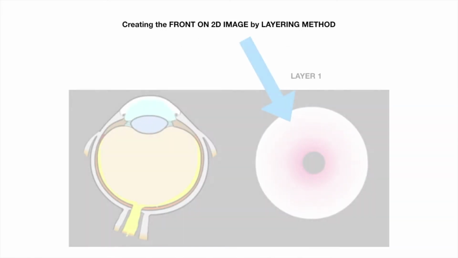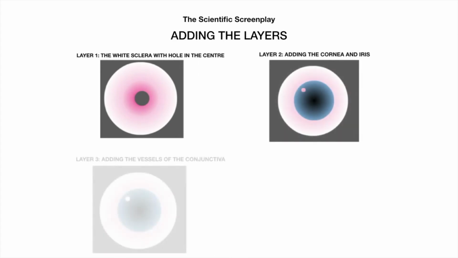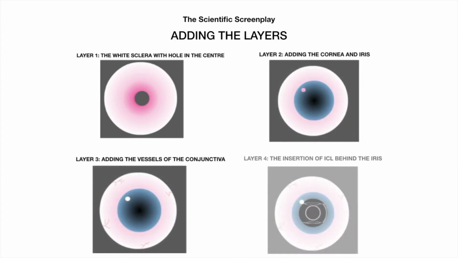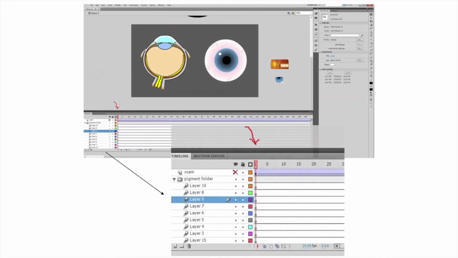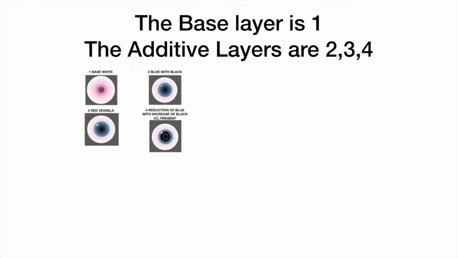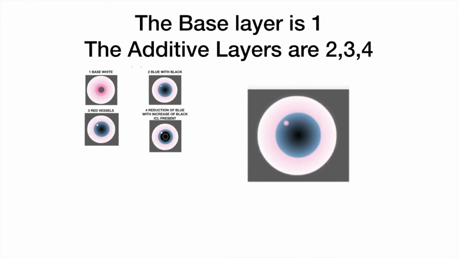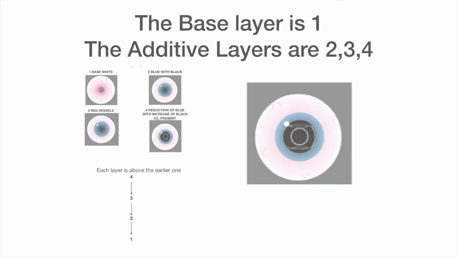Now, moving on to the eye, where we create the 2D image by a method called layering. The scientific screenplay begins from layer 1, the sclera. In layer 2, we have the cornea. In 3, we add the conjunctival vessels. And in 4, we have the ICL implantation. Every layer is constructed and coded with the help of different colors. The base layer is always 1, whereas the other layers 2, 3 and 4 are placed one above the other for setting up the motion image.